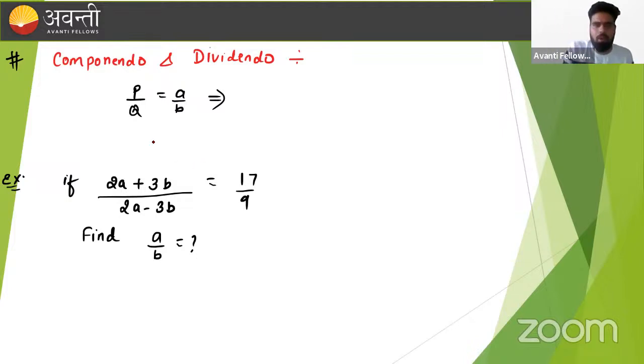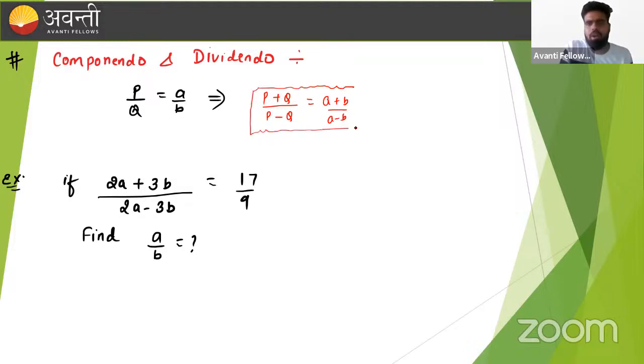In the componendo and dividendo formula, we can say that this is our numerator and this is our denominator. If we add numerator and denominator, something like this, p plus q, and if we subtract numerator and denominator, this will become p minus q. The same operation we can perform on the right hand side. So we can say a plus b divided by a minus b. This is known as our componendo and dividendo.